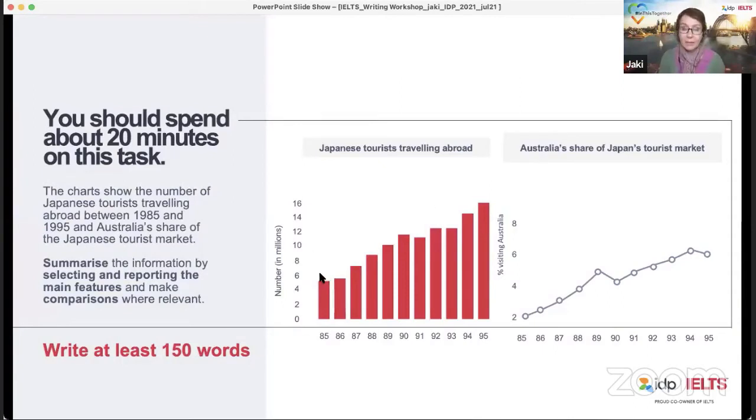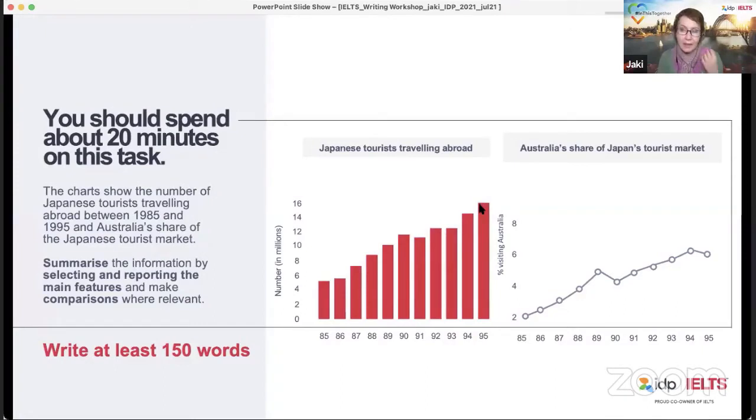Now we have to look at certain points. So we always look at the start. The start is maybe about, so approximately is a good word, approximately 5 million Japanese tourists traveling, 1985. We always look at the end. End is how many? About 15 million, right? And we always find the peak, the highest point. So where's the highest point in this graph? Which year is the highest point? Yeah, 95. It's the same as the end, also the peak.